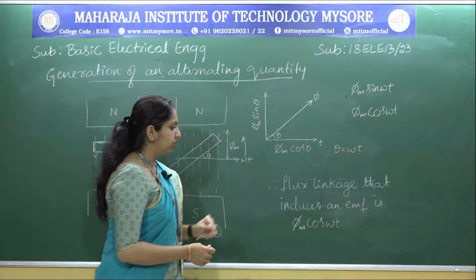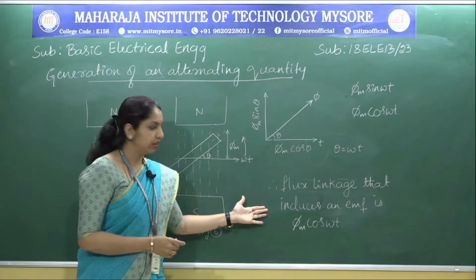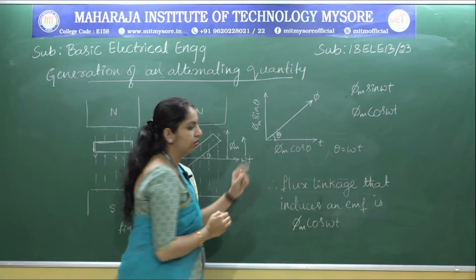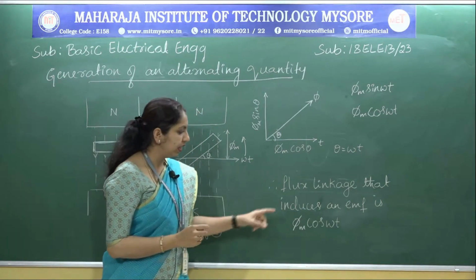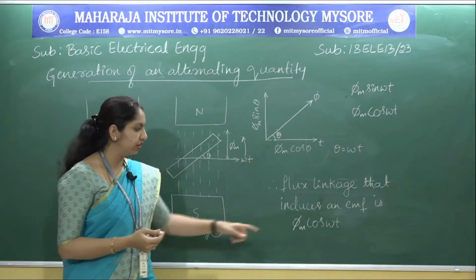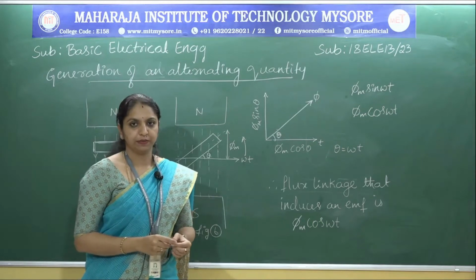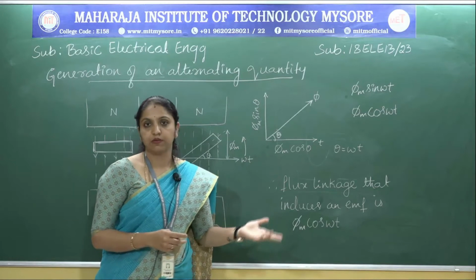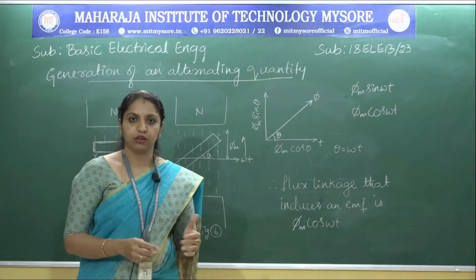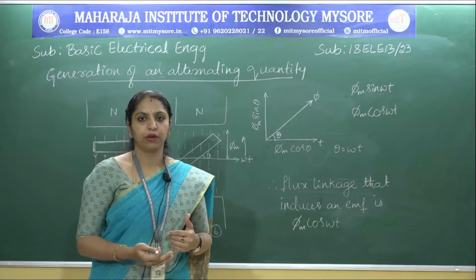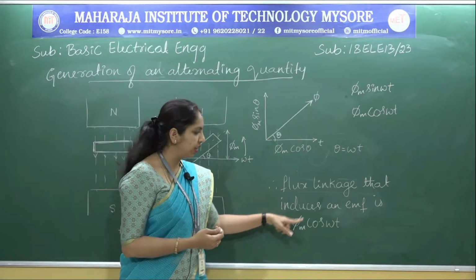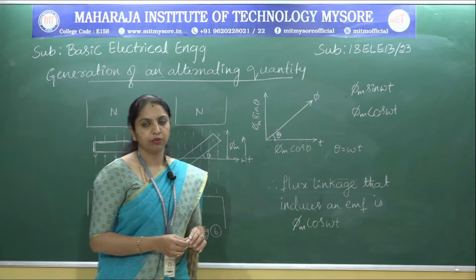Finally, since we find this theta with respect to the cos, the flux linkage that induces an EMF is phi m cos omega t. Even though the maximum flux can be resolved into two components, finally the flux linkage that induces an EMF is phi m cos omega t.